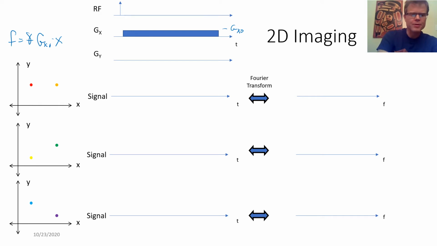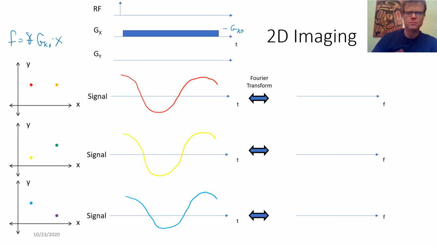So what's going to happen is, since the red, the yellow, and the blue object are all at the same location in x, their contribution to the signal is all going to be the same. I'll do my best to kind of draw the same frequencies across here. And similarly, for the orange, the green, and the purple object, they're at some further location, so they're going to be contributing some higher frequency.